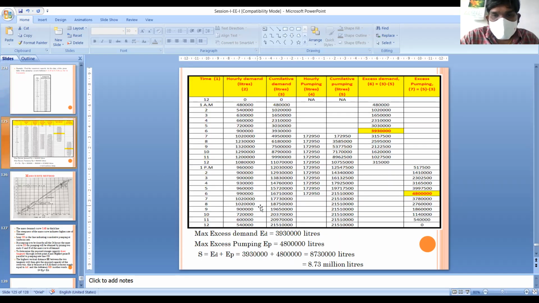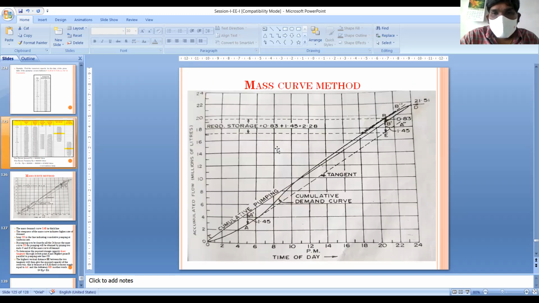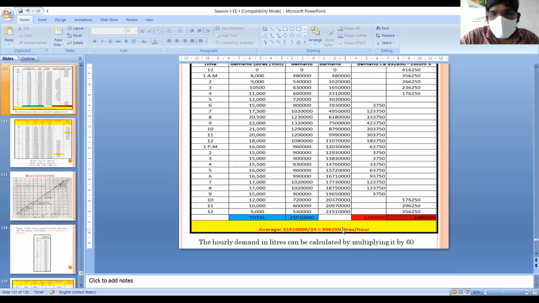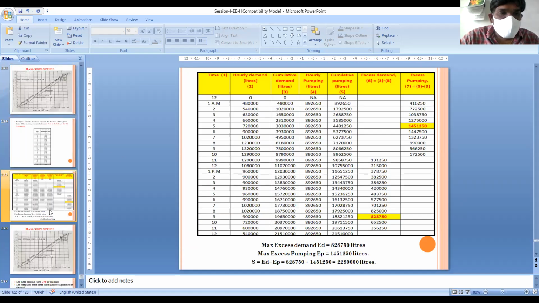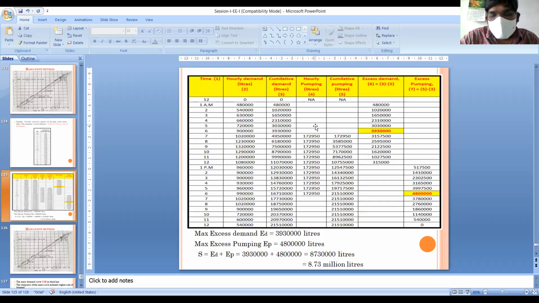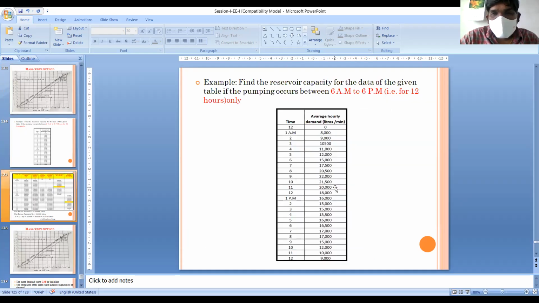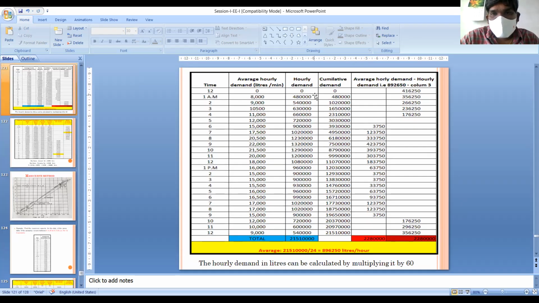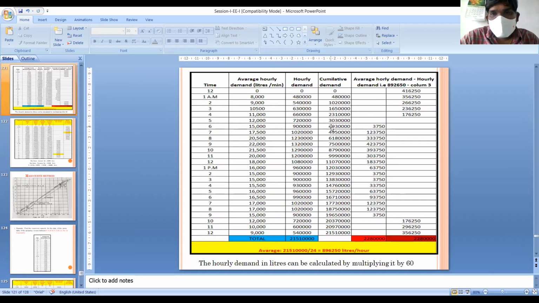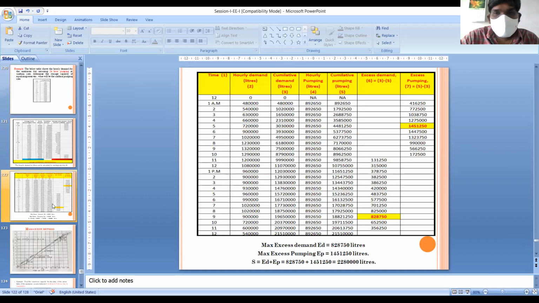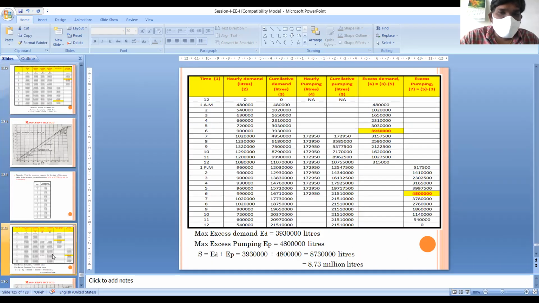For 12 hours, simply the sum of cumulative demand by 12 hours. This is the value you'll get. Understand? By 24, you'll get it. This is the value you'll get, and simply you'll put it here as hourly pumping, mentioning that it is by 12. And cumulative pumping, as in the previous case for 24 hours, in the same way here also cumulative pumping for 12 hours.